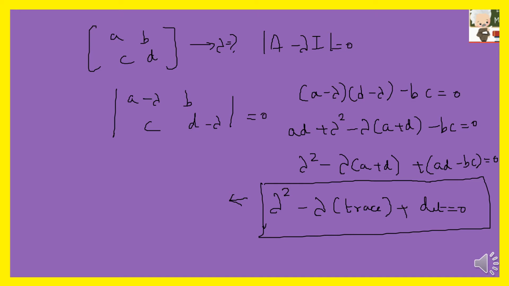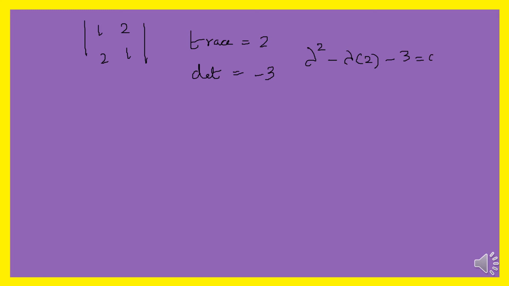Let us see a few examples so that we can master it easily. My first example is the first matrix which I considered, [1 2; 2 1]. What is the trace here? 1 plus 1, which is A plus D, it is 2. And the determinant is 1 minus 4, which will be minus 3. So what will be my characteristic equation? Lambda square minus lambda into trace, which will be lambda into 2, plus determinant, but we have a minus sign, so minus 3 equal to 0. We get the characteristic equation in just 5 seconds. So your eigenvalues will be 3 and minus 1.